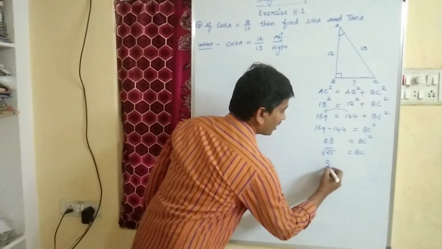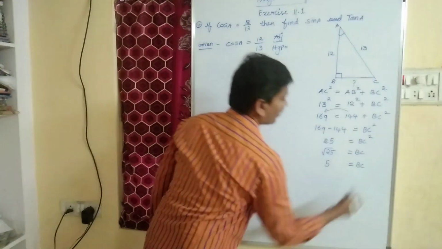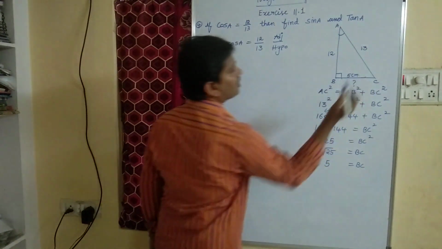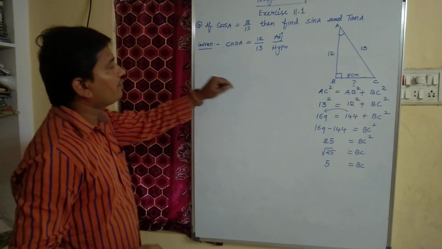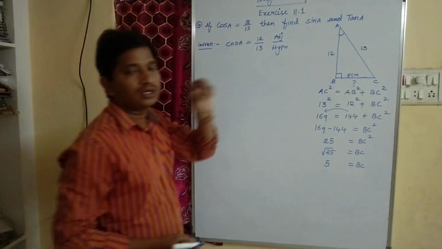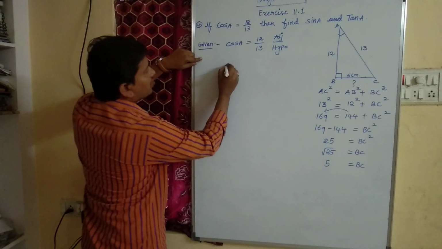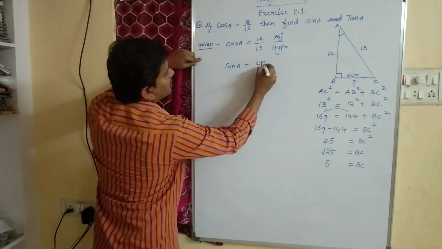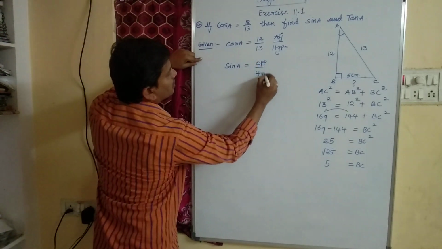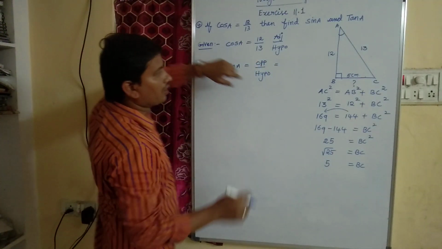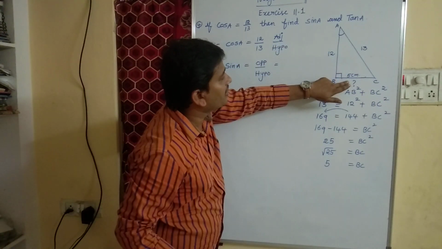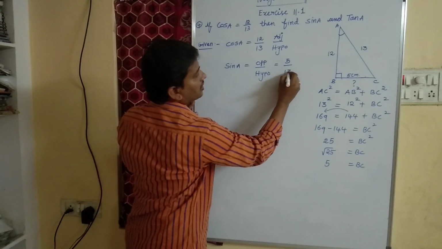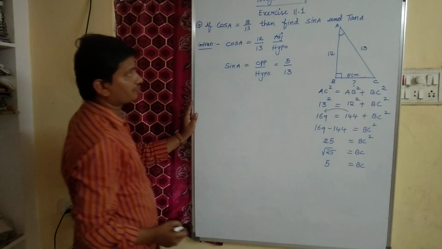So what is the root of 25? Root 25 is nothing but 5 centimeters, right? So we got the BC value as 5 centimeters. Actually, what we have to find? We need to find the sine ratio. What is the sine ratio, children? Sine ratio is opposite side by hypotenuse. With respect to A, what is the opposite side, children? BC, that is 5 centimeters, and hypotenuse is 13 centimeters.